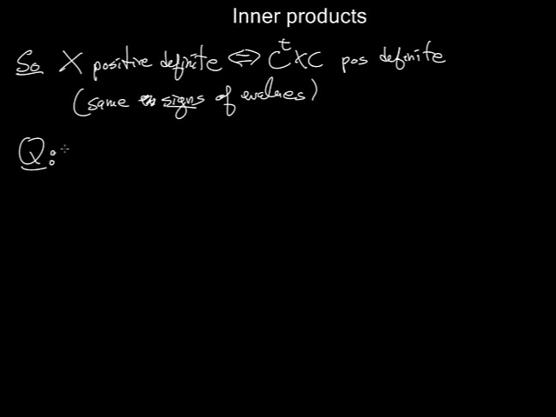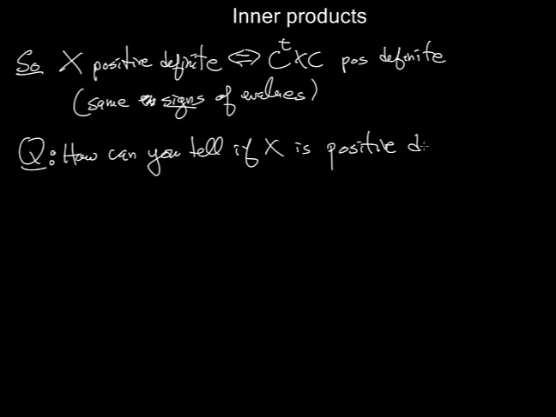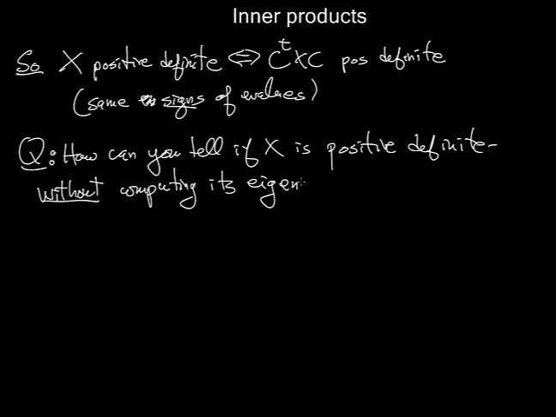All right, fine. So here's a question. How do you tell whether a matrix is positive definite? Well, of course you can compute its eigenvalues, but that's hard. You don't want to have to do that. So what I would like is a test for a matrix being positive definite without computing its eigenvalues.